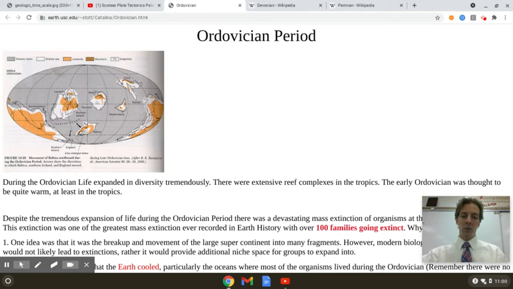Huge, long, dunce cap cone things with some tentacles hanging out of the end, darting around the ocean and the shallow seas. They're predators. They're hunting other things. That's the Ordovician. Okay?